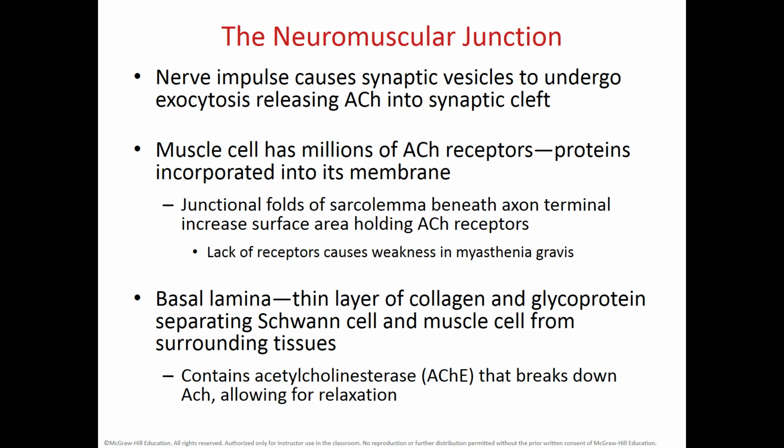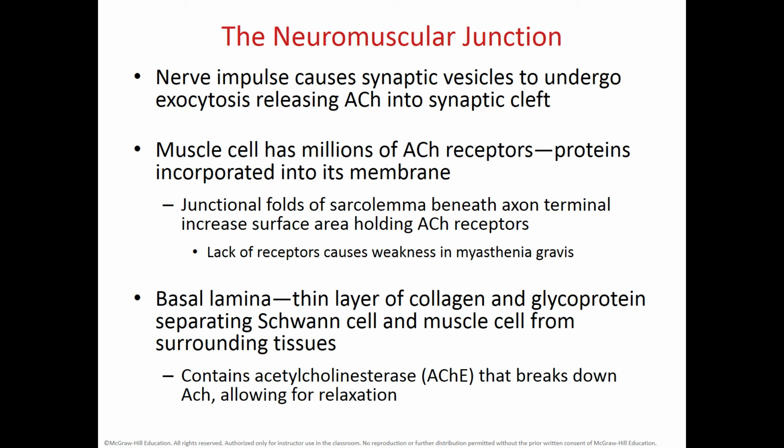Now, muscle cells have millions of acetylcholine receptor proteins in the sarcolemma. When someone has fewer acetylcholine receptors, or problems with them, the acetylcholine can't be held by these receptors, and the person will have weak muscle contraction, like what happens in a disease called myasthenia gravis. What actually happens is that the immune system in our body attacks these acetylcholine receptors.